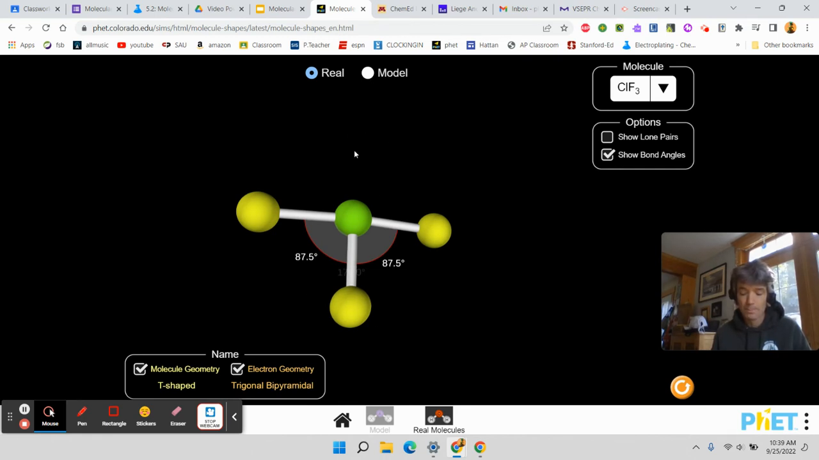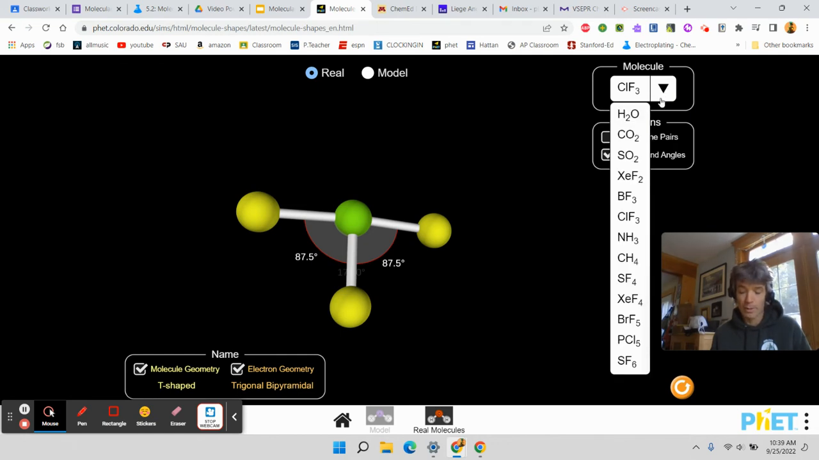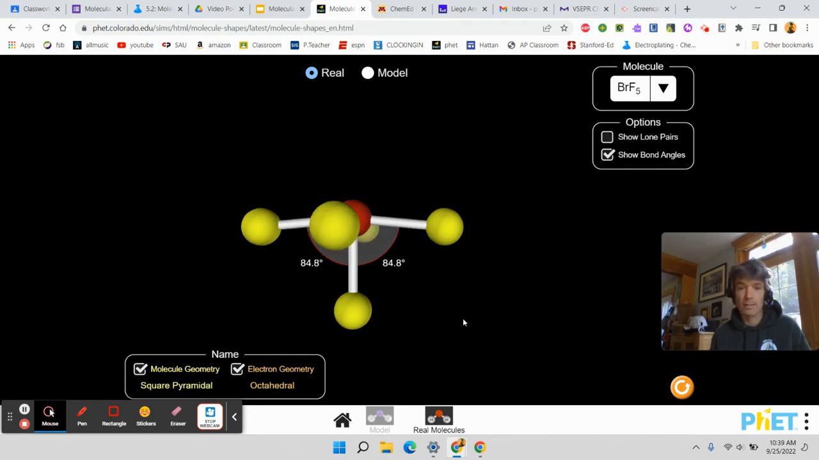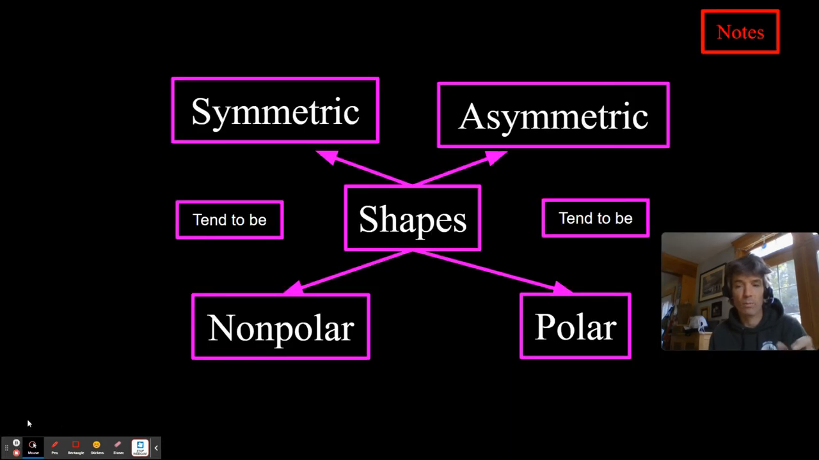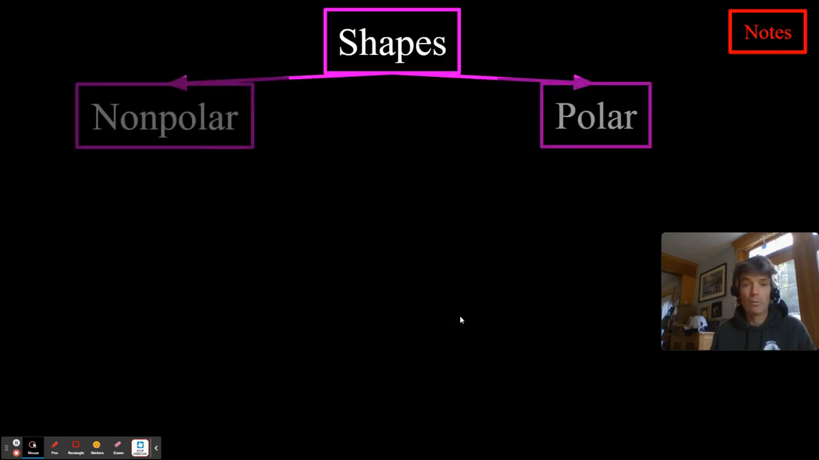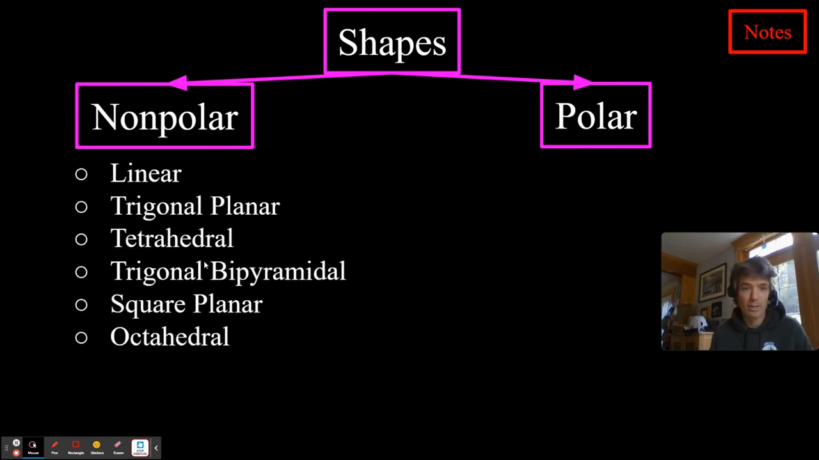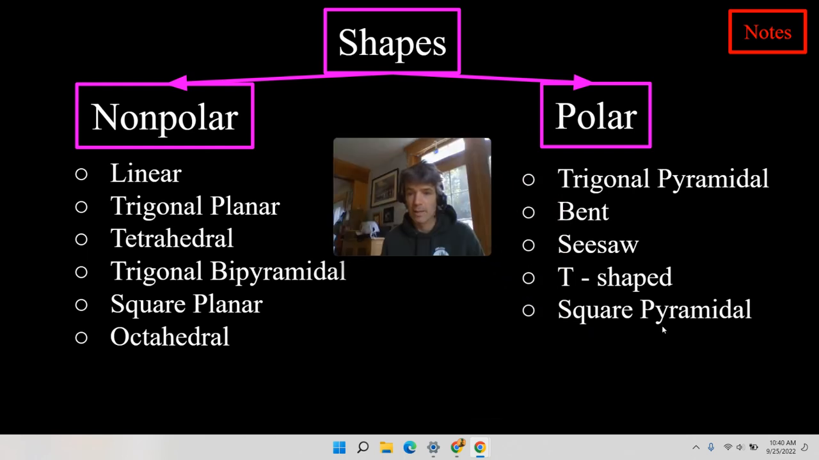And the last one is square pyramidal, and that's this shape, where I've got a square and another one on the bottom, and that tends to be the last of the nonpolar shapes. Sorry, polar shapes. I said that wrong. Square pyramidal tends to be a polar shape. So here we have my polar and my nonpolar shapes. Here they're all listed.